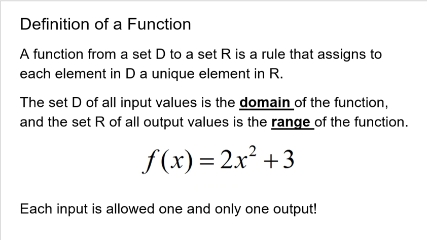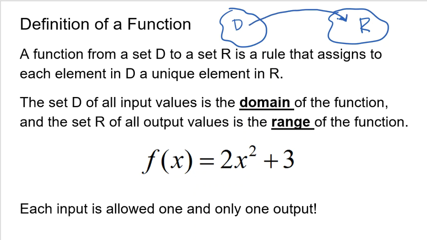function is? So a function from a set D to a set R is a rule that assigns to each element in D a unique element in R. In a lot of textbooks, they draw a little picture like this. You have set D, and then you have another set of numbers R, and a function takes an element from D and assigns it to a unique element in R. The key idea is that each input is allowed one and only one output.